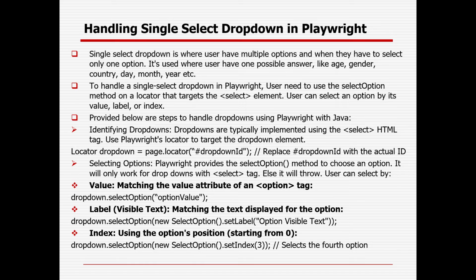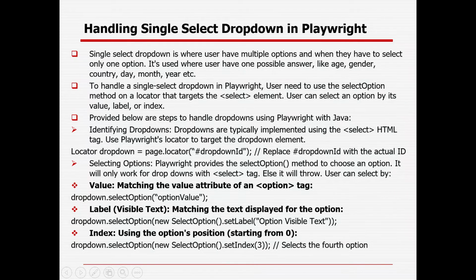Provided below are the steps to handle dropdown using Playwright with Java. First, you need to identify the dropdown. Dropdowns are typically implemented using the select HTML tag. Use a Playwright locator to target the dropdown element. So you call that page object, then you can call the locator method, and here you can give the ID in case the dropdown has an ID. Otherwise, you can try with the XPath or CSS selector, whatever way, and store it in some locator variable.